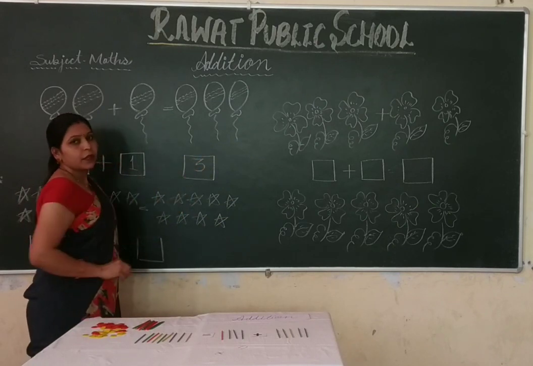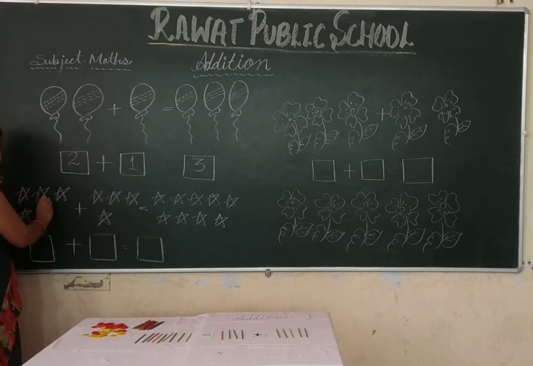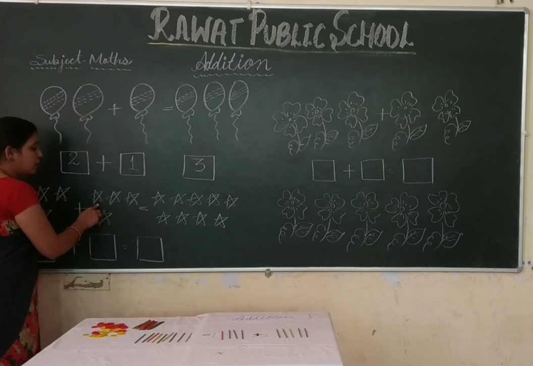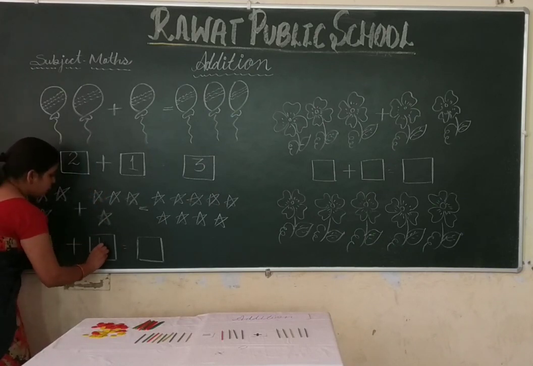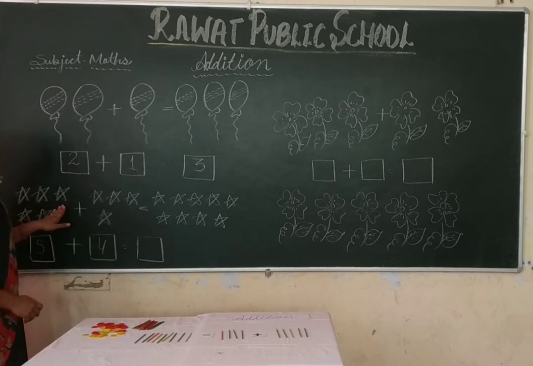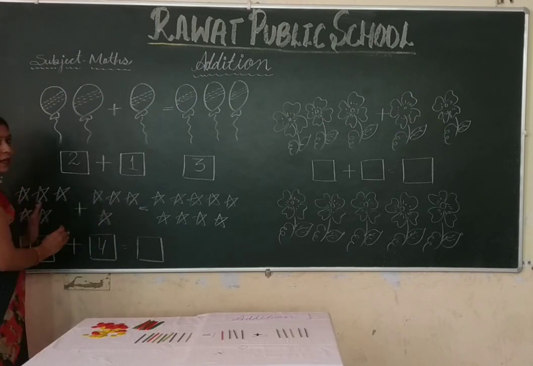3 balloons. Next, here, just count the picture of stars. 1, 2, 3, 4, 5. How many stars are here? 5. So write it here. 5. After that, this is the sign of addition. Just count again. 1, 2, 3, 4. 4 stars are here. So just count all together. 1, 2, 3, 4, 5, 6, 7, 8, 9. So total stars here are 9.